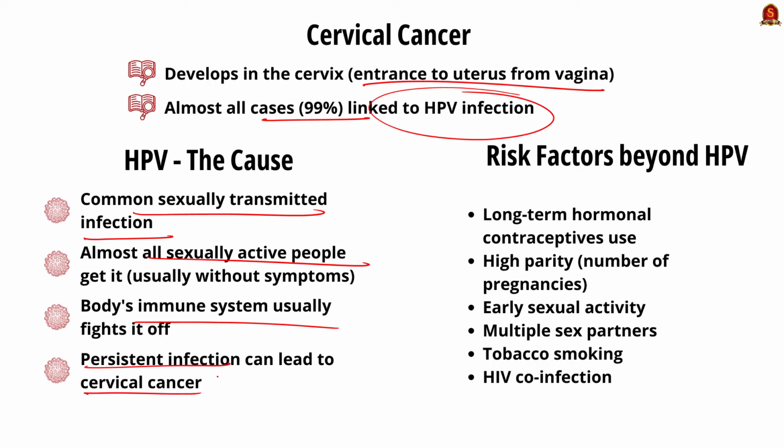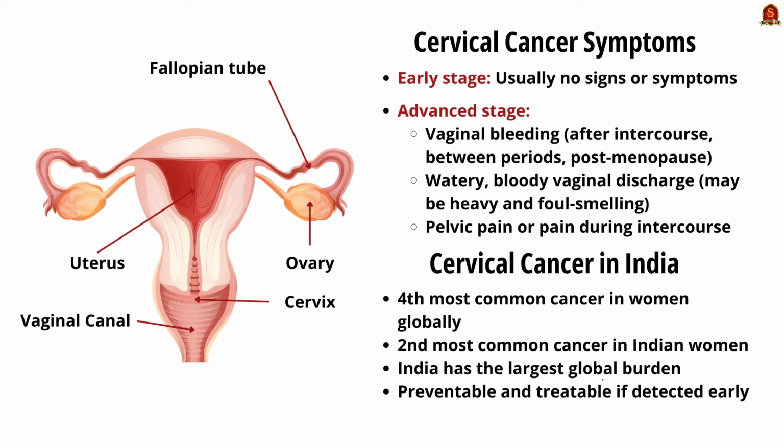HPV is a necessary cause of cervical cancer, but it is not a sufficient cause. This means other cofactors are necessary for the progression from a cervical HPV infection to a cancer. For example, long-term use of hormonal contraceptives, high parity, that is, parity is the number of pregnancies a female has carried past 20 weeks, early initiation of sexual activity, multiple sex partners, tobacco smoking, and co-infection with HIV are identified as established cofactors. These cofactors along with HPV infection can lead to HPV-caused cervical cancer.